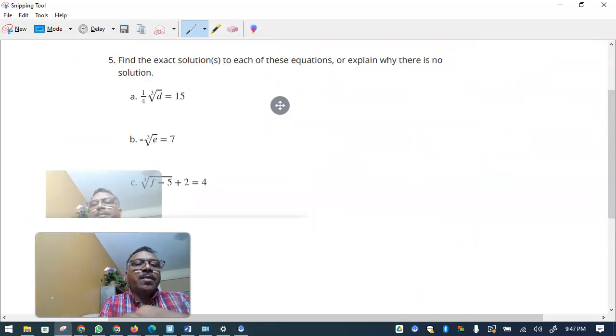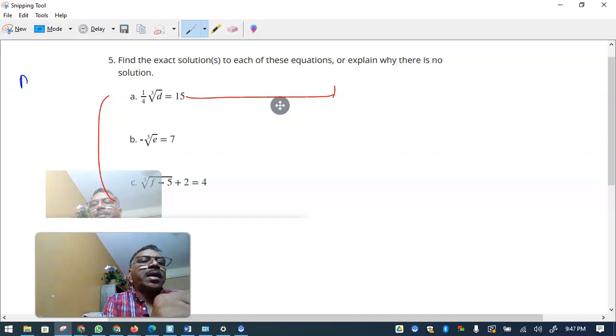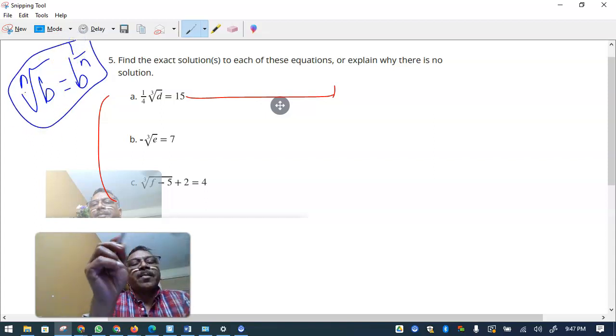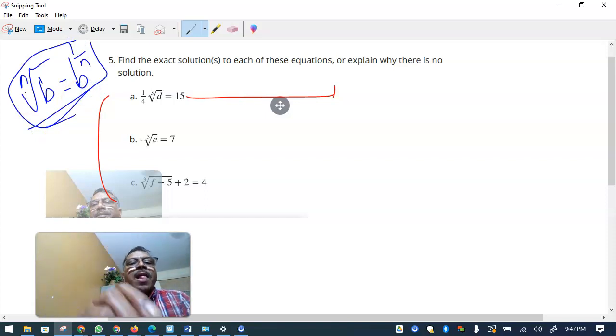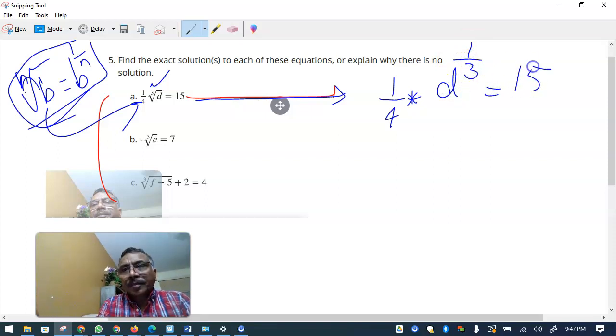Okay, there are 3 problems for this question. Let me do one at a time, and I hope that helps. The first thing is, remember, if I have an nth radical with index n and it is b, the definition is b raised to 1 over n. So this has to be known. If you forget this, then we are lost. So this thing I can write as 1 over 4 times, and now you can apply the same thing. Instead of n, you have a 3 here. So the b is d, so I'm going to write d raised to 1 over 3 equals 15.